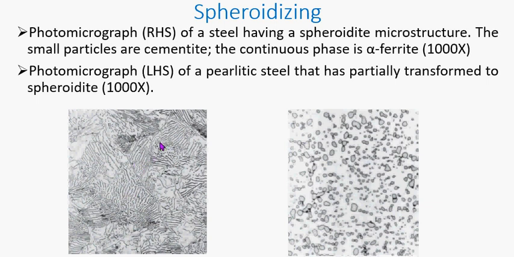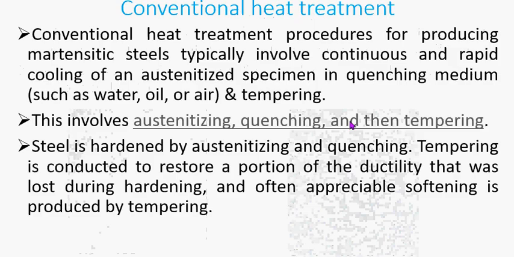Looking at the nature of the cementite, the background here actually is the ferrite. The continuous phase is the ferrite, which is the background. Also here the continuous phase is the background. So we are done with annealing.